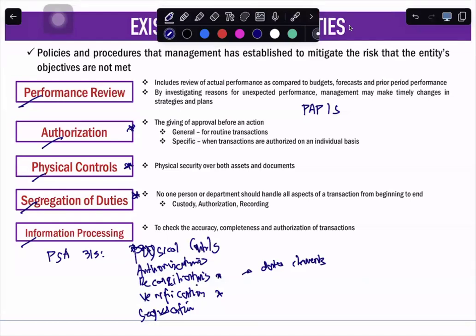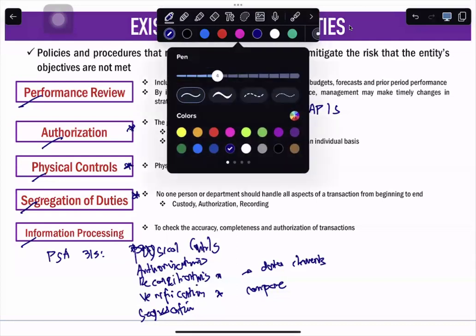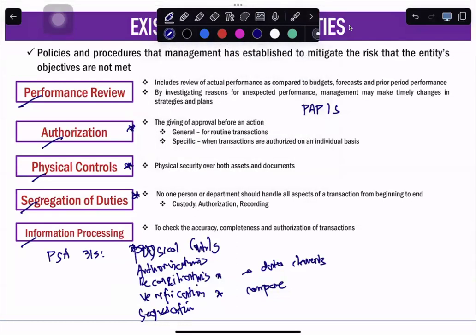Under verification, we compare items. So for example, say under your books the total inventory is 500 pieces, then you count the inventory to see whether the inventory is really 500 pieces. So the existing control activities now change by placing reconciliations and verifications, but physical controls, segregation of duties, and authorizations are still placed.